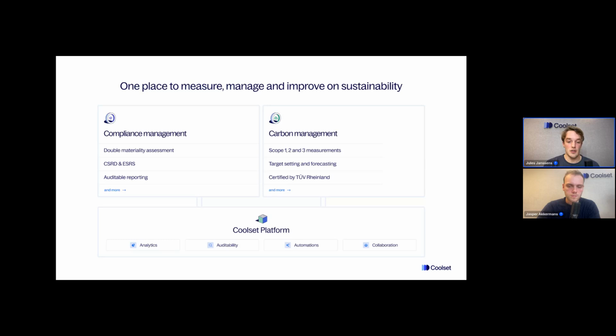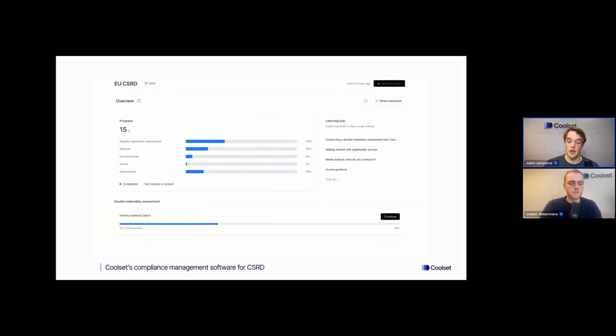So what do we do to streamline this process? We've built a compliance module where we've pulled apart the reporting requirements and translated them into humanly understandable question and answer format, where we're going through these different modules, starting with the double materiality assessment, then continuing to the tailored ESRS standards and reporting on all the different disclosure requirements that are relevant for your company, and eventually exporting your report from the platform.